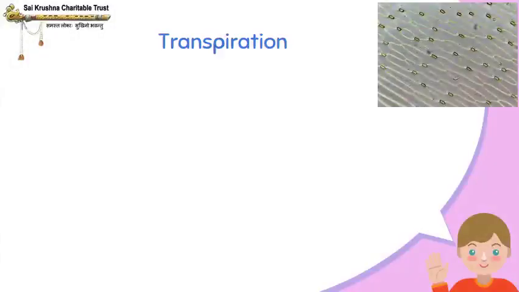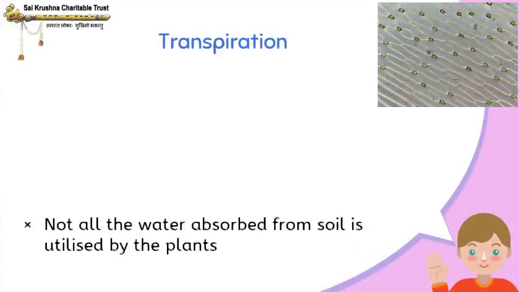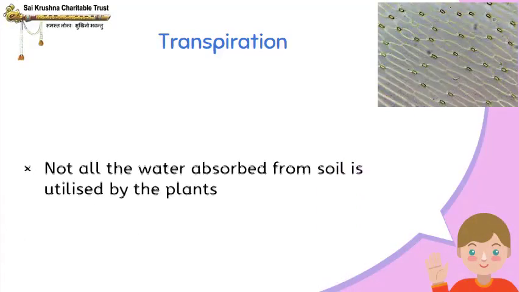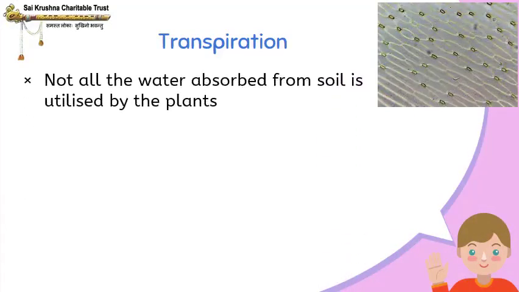Now another thing is called transpiration. So in the previous slide we learned about transportation. Now what is transpiration? Transpiration is the methodology by which the unused water is removed. The water which is coming from the roots to the leaves, all this water is not used by the leaves for preparation of food. Some of the water is not used.